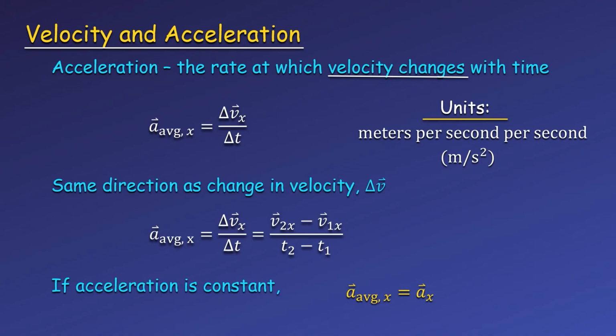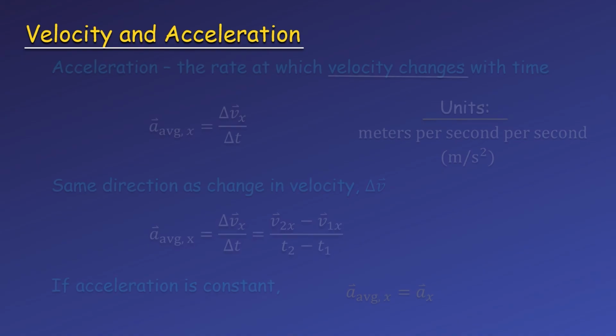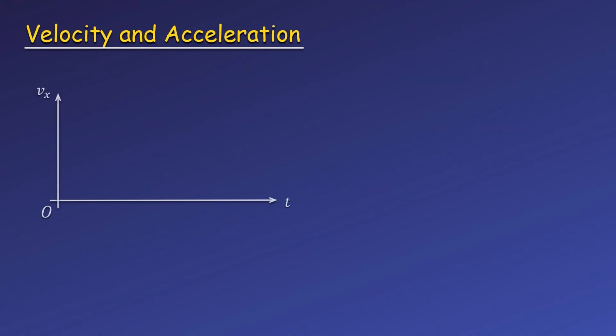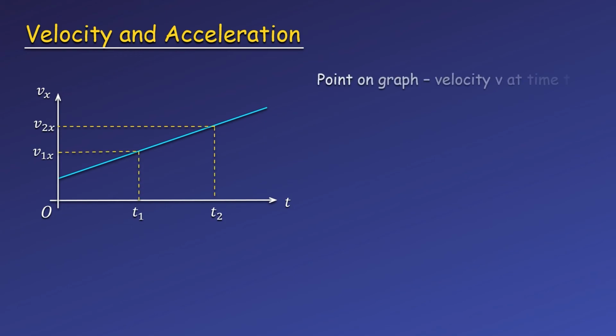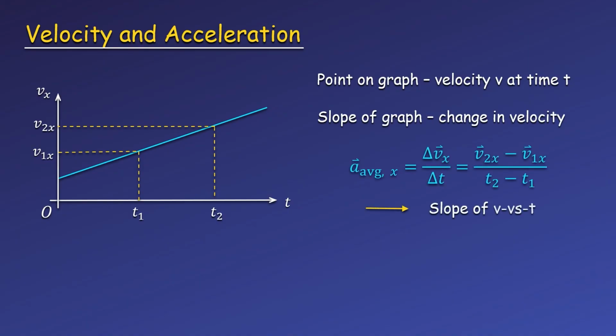And in this case, the average acceleration and instantaneous acceleration are always the same value, so we tend to just drop the average abbreviation in the subscript. This formula for average acceleration also looks like our formula for slope, but this time the velocity is on the y-axis. On our velocity graph, a point represents the velocity v at a time t, and the slope represents how the velocity is changing, which we now call acceleration.